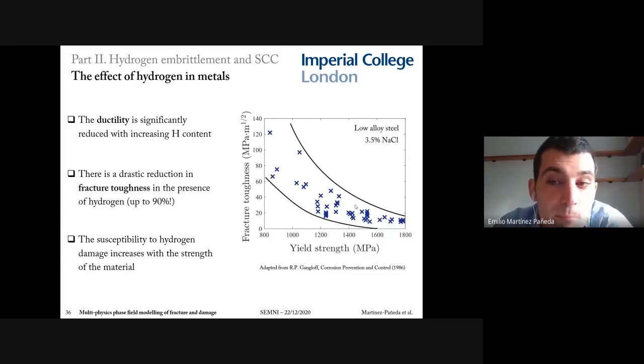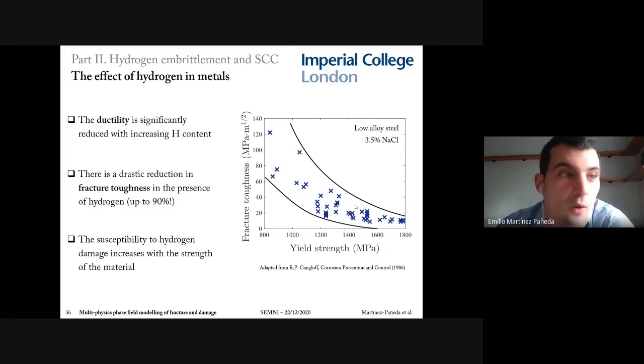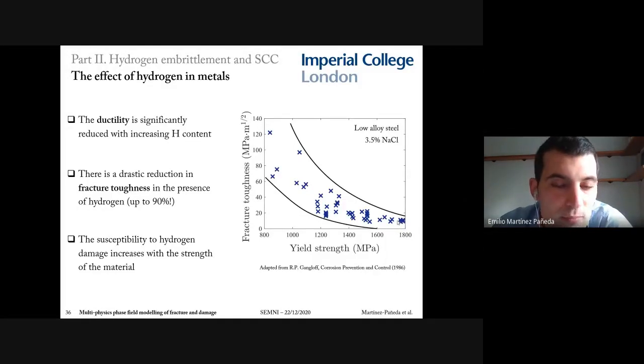And this is a very important point to emphasize. The susceptibility to hydrogen damage increases with the strength of the steel. You can see here a plot of fracture toughness versus material strength for a given hydrogen concentration, typical of exposure to seawater. And note that high strength steels yield a fracture toughness that is below 10 megapascals square root meter. So it's almost like a ceramic. We like metals because they're ductile, but hydrogen makes them very brittle.